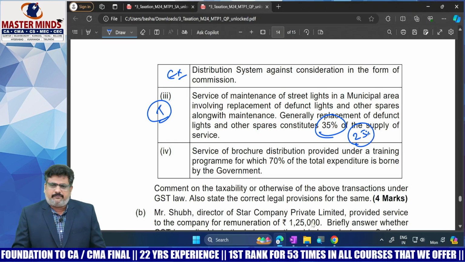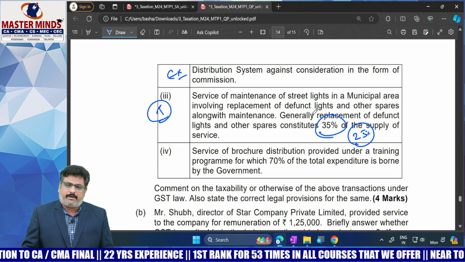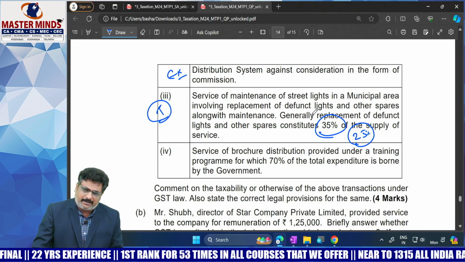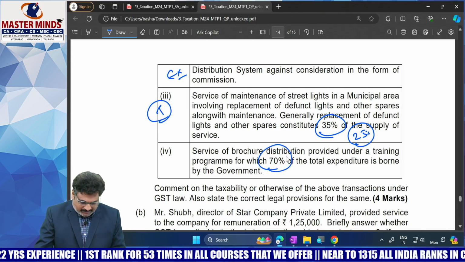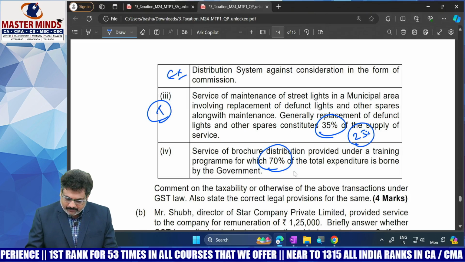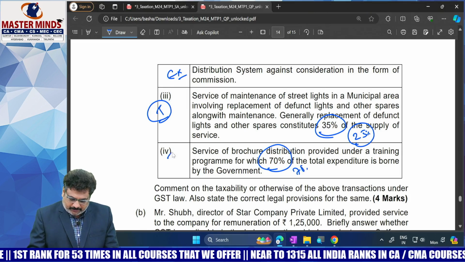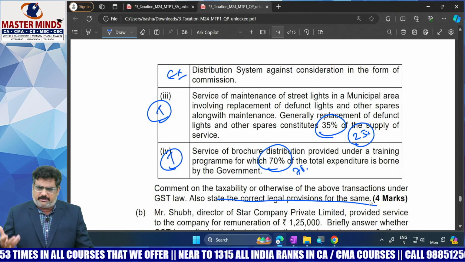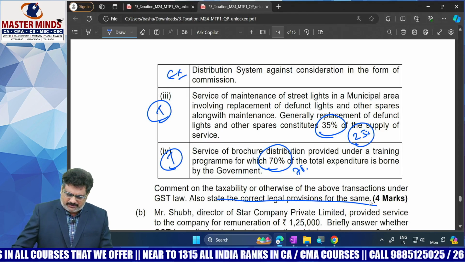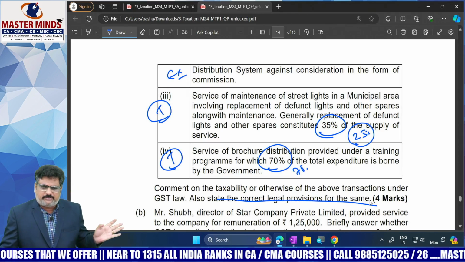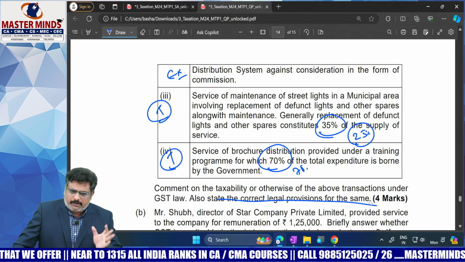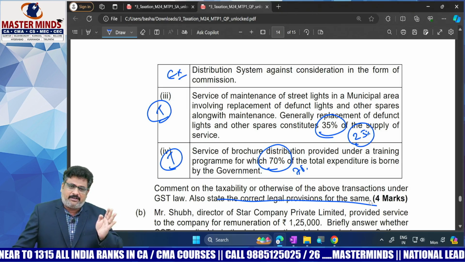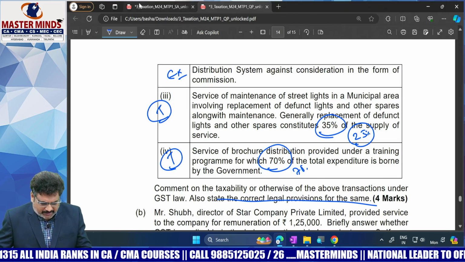Next one. Services by the brochure distribution provided under a training program for which 70% of the total expenditure is borne by government. 75 is exempt. So this is purely an exemptions chapter, that's why if you are able to recollect your exemptions related points, it is easy to answer. There are no tricky ones. Direct exemptions were given. That's why reading and listening to the class in the theory class is more important. You can check the answers also.